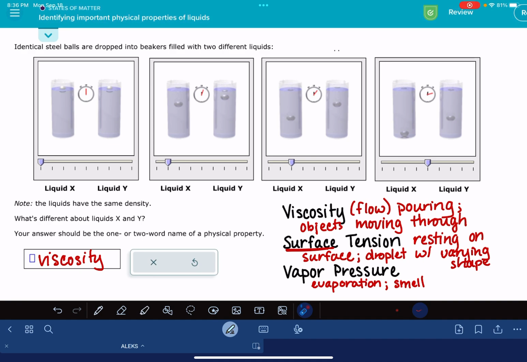So good luck with this problem. Again, you're not trying to compare which has the higher or lower viscosity. You're just looking at: are you comparing objects in terms of how they flow or how objects flow through them? Are you comparing liquids in terms of the shape of the liquid or things resting on the surface of the liquid? Or are you comparing the liquids in terms of their rates of evaporation?